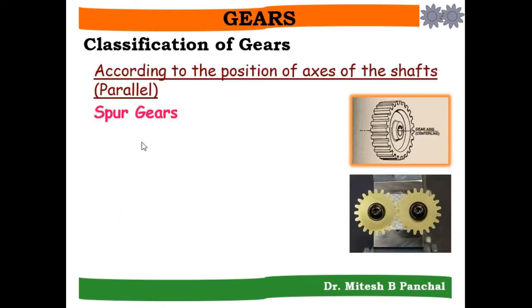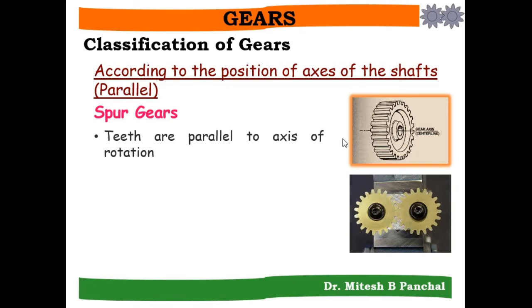The first classification of gear is based on layout of the shaft, that is according to the position of the axis of the shaft, that is parallel. So spur gear, as we know, the spur gear and helical gears are used for power transmission where the layout of the shaft is parallel. So in spur gears, the teeth are parallel to the axis of rotation. You can see in this figure the tooth profile are parallel to the axis.